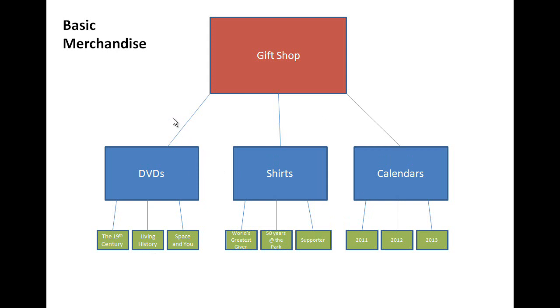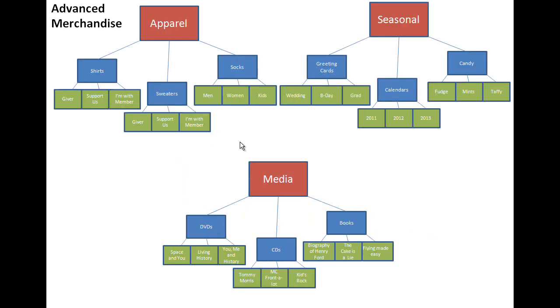The next example is for an organization that has a much larger gift shop and wants to segment items by where they're sold in the gift shop. So we have an apparel department where I'm keeping my socks, my sweaters, my shirts. I have a seasonal department where I have things like my calendars, my hayride tickets, my greeting cards. And then I have my media department, which has my DVDs, my CDs, my books.